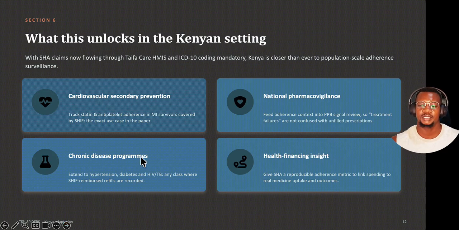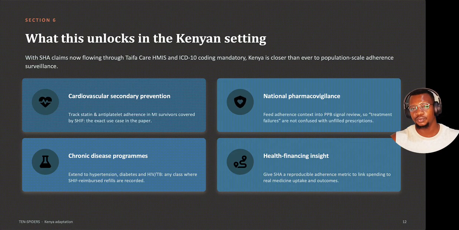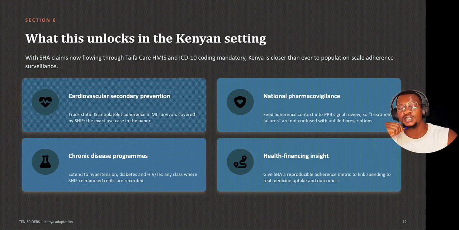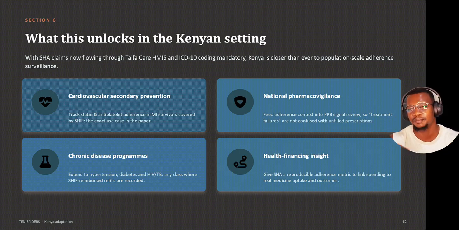In the Kenyan setting, as we have said, with SHA claims now flowing through Taifa Care, a few public hospitals have rolled out Taifa Care, and maybe a year or two from now we can build these if the data will be open source. As for now, I'm not so sure we can apply this unless you get good funding and collect data manually, which is quite a tedious task.